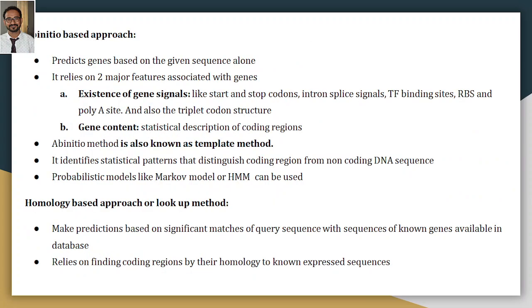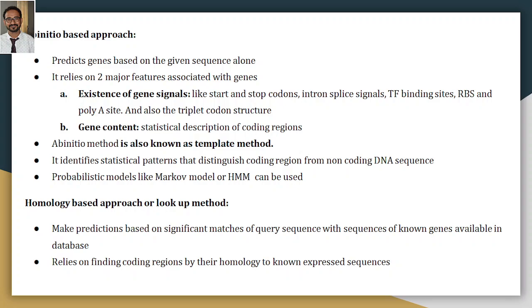How do these tools work based on this approach? It predicts genes based on the given sequence alone, only a single sequence. You take it and you predict a few characteristics of it. It relies on two major features. One is the existence of gene signals. That means a particular gene has a particular function, or it itself signals that it is something. When I have AUG, it means that it is a start codon. When I have UAA, it means that it is a stop codon, right? These are all gene signals.